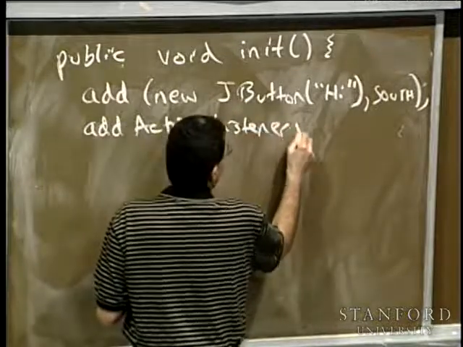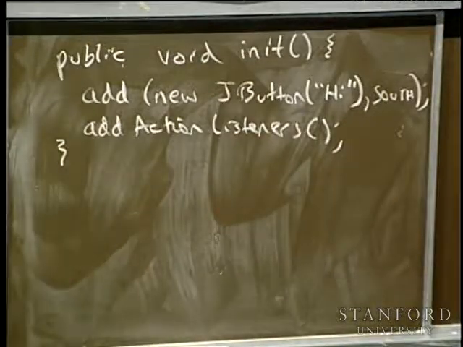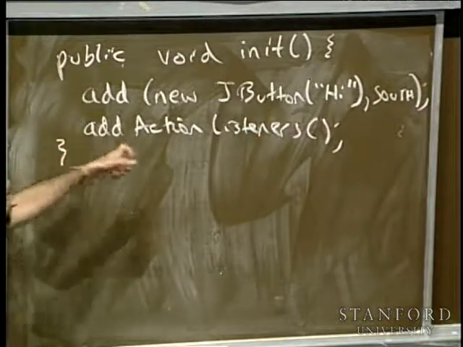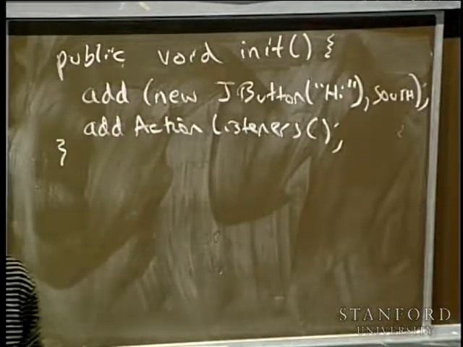And so what we generally do in our init method is we create all the interactors that we want to create, and before we're done we say add action listeners to say, okay, I created everything, now go ahead and start listening for events on them.